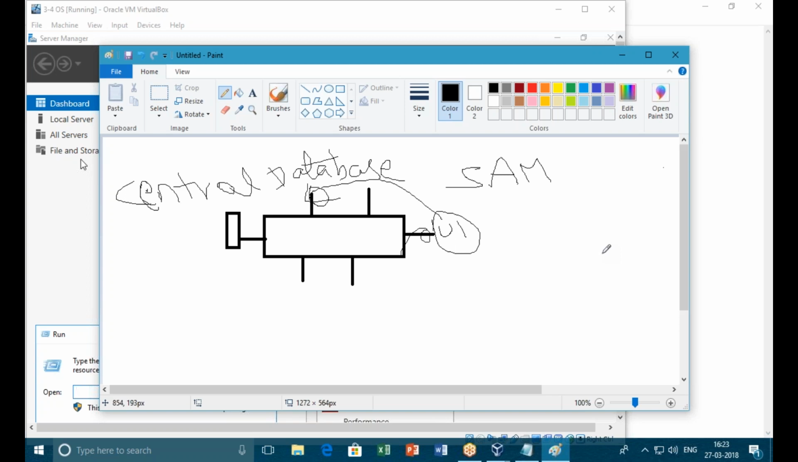Now, to do anything on the system, you need to have administrative rights. Without administrative rights, you cannot do anything on the system. It means I'll be giving some administrative rights to the users so that they will not bother me every time.